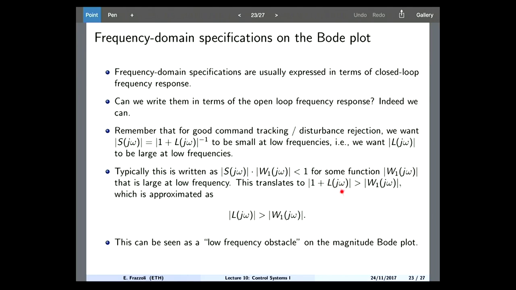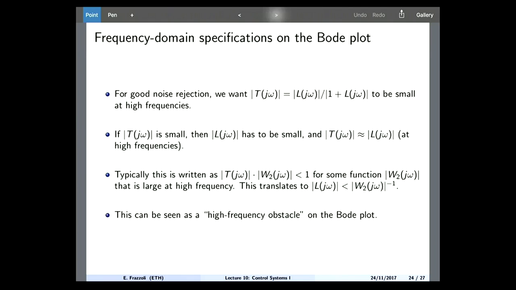If L of j omega is large, then 1 plus L of j omega can be approximated with L of j omega. If I want the magnitude of 1 plus L to be 1 million, then what does it matter? I can just say that the magnitude of L must be 1 million, because one part out of a million doesn't matter, really. So then we will write that the magnitude of L of j omega must be greater than some W1 of j omega. So we'll show pictures.